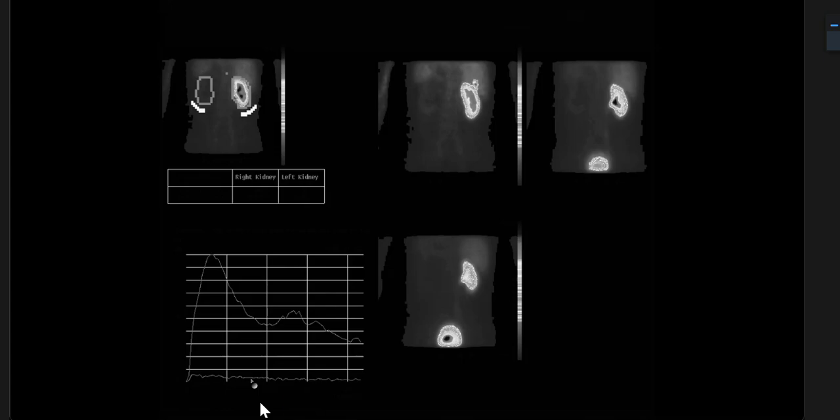What does it show? The left kidney shows probably a non-functioning kidney, and the right kidney shows proper function. So why is there a dip here? This is a normal dip; they give diuretics, and there's a sudden drop. Okay, that's fine. Thank you.